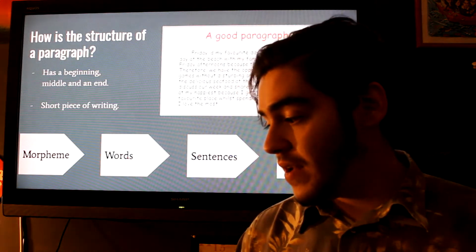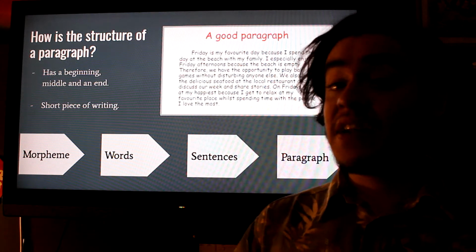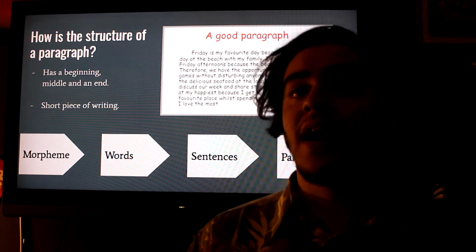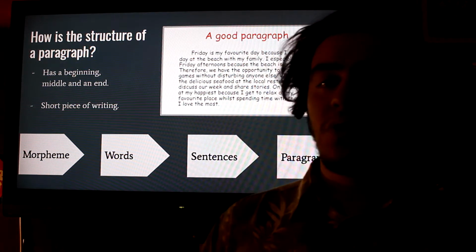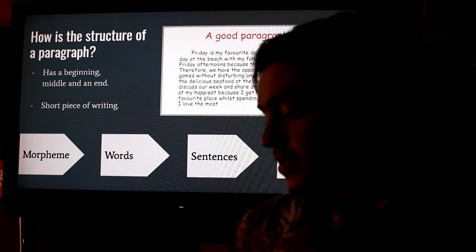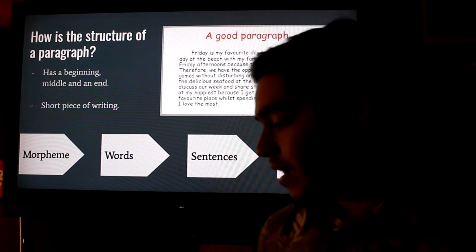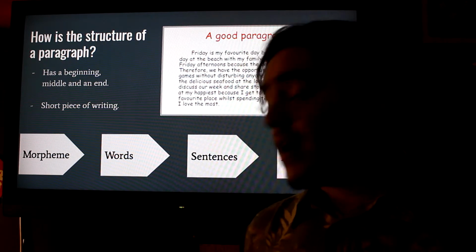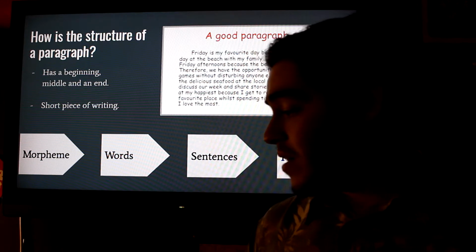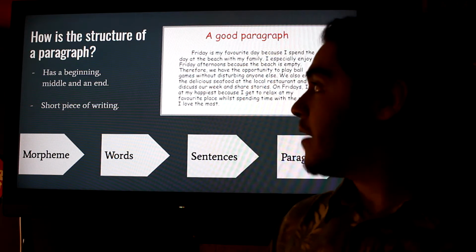A paragraph has a structure with a beginning, a middle, and an end, and is a short piece of writing which is preceded by sentences, the words, and the morphemes. And as it says, a good paragraph is like in the example that we have here.